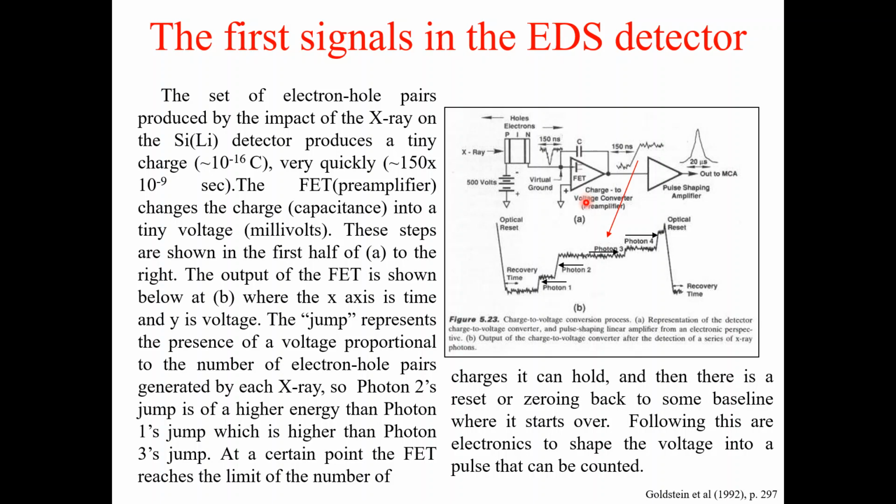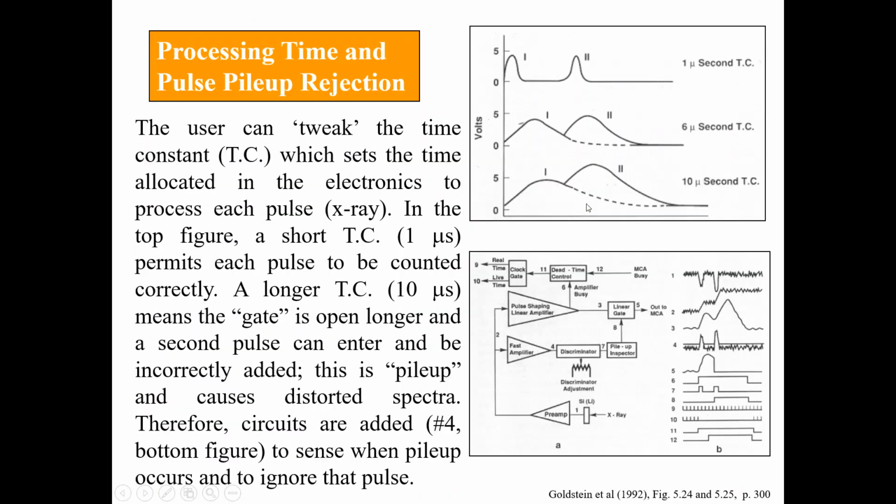Following this is electronics to shape the voltage into a pulse that can be counted. Along with that, we have processing time and pulse pile up rejection. What does it mean? With signal formation, we have so many things, and one of the key things is processing time and pulse pile up rejection. Here you can see we have these two figures showing the signal processing, with the signal process being plotted.